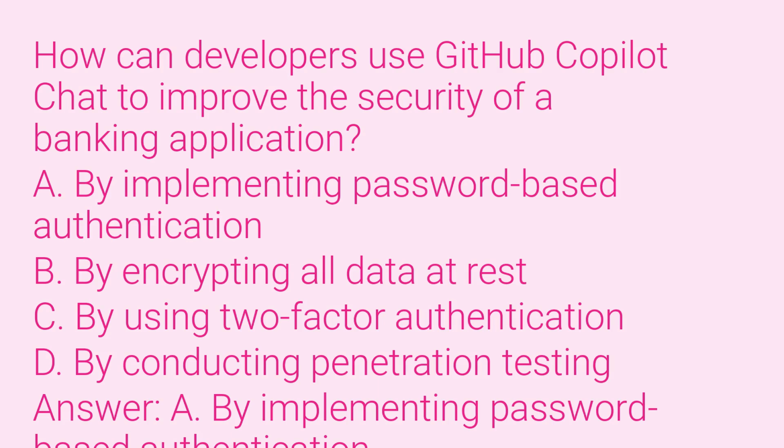How can developers use GitHub Copilot Chat to improve the security of a banking application? A. By implementing password-based authentication. B. By encrypting all data at rest. C. By using two-factor authentication. D. By conducting penetration testing. Answer. A. By implementing password-based authentication.